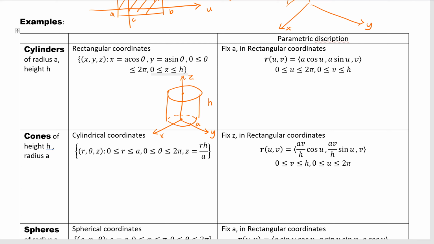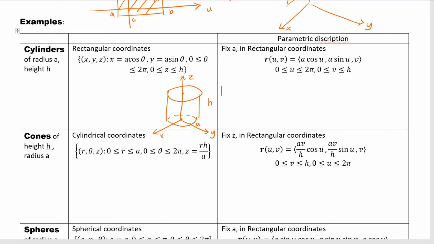For rectangular coordinates, a and h are constants. So x equals a cosine theta and y equals a sine theta. And z takes values from 0 to h, and theta is between 0 and 2 pi. So far, so good?